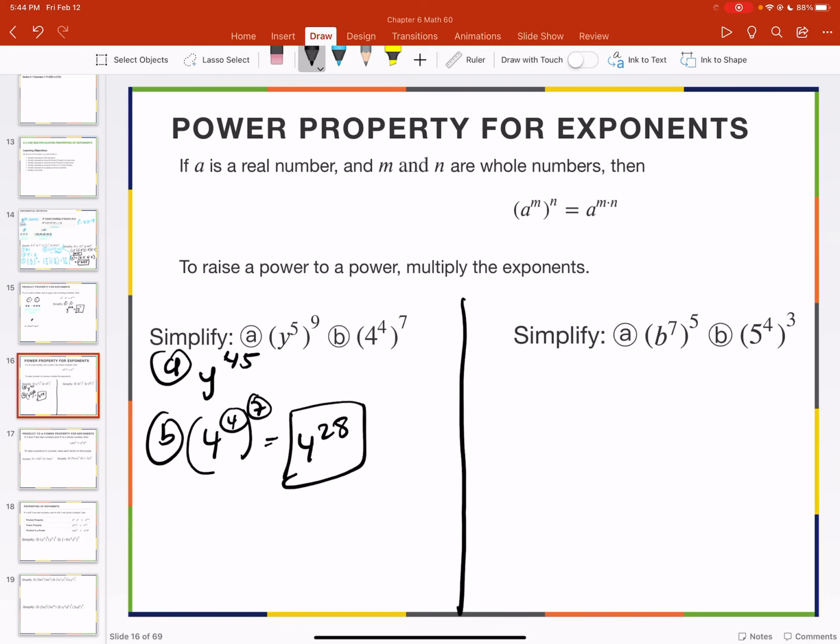Okay, and then what about this side here? We have b to the 7th power raised to the power 5. That's going to be b to the 35th power. 7 times 5 is 35. And then for the second problem, we have 5 to the power 4 times 3. So that's going to be 5 to the 12th power.